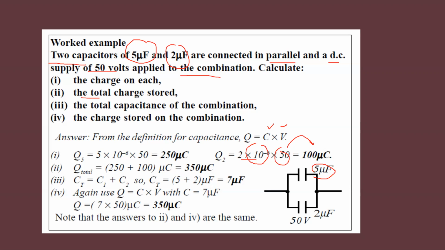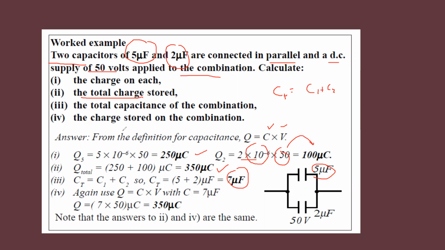Then they're asking the total charge. So what is the total charge? The total charge is a sum of charge present in each capacitor. We add them, so we'll get 350. Then we need a combined capacitance. So how to find a combined capacitance? So Ct is equal to C1 plus C2. When capacitors are in parallel, we'll simply add. So 2 plus 5 or 5 plus 2, it will be 7 microfarad.